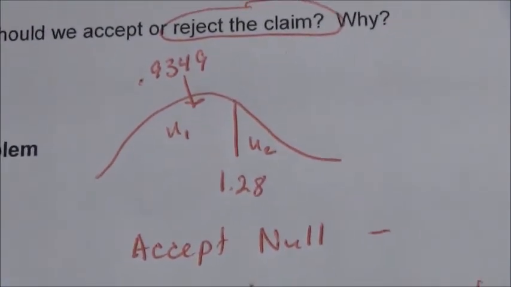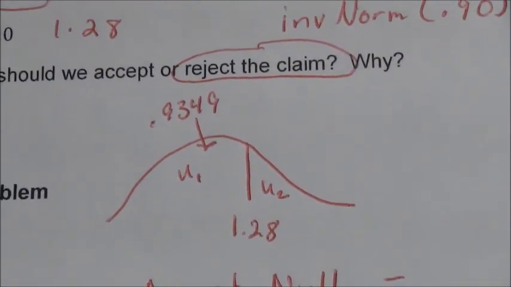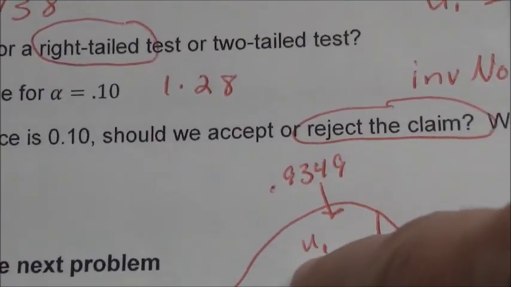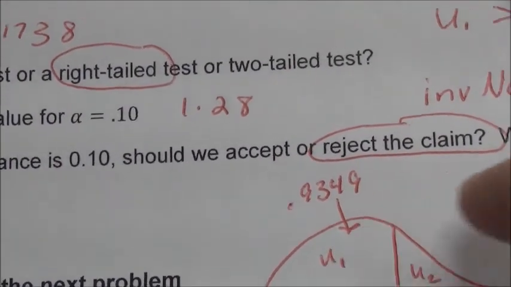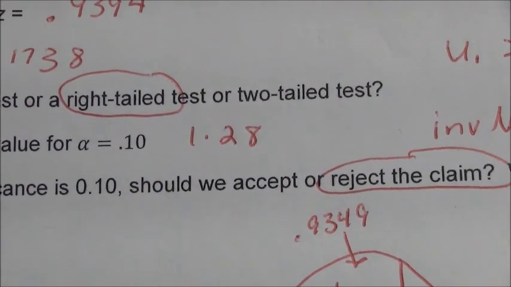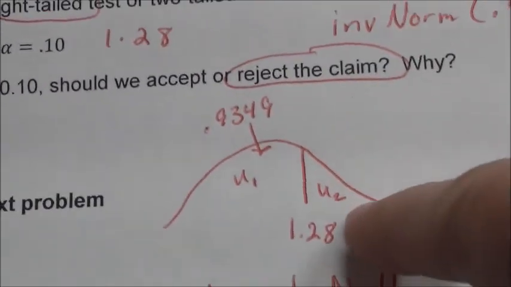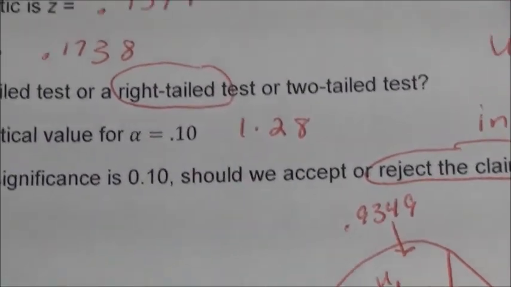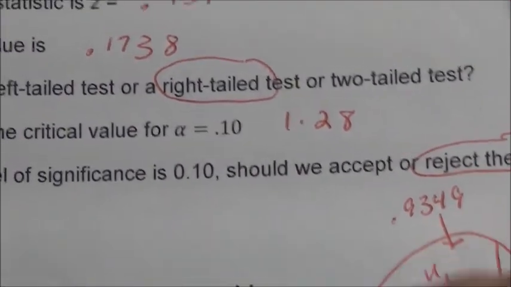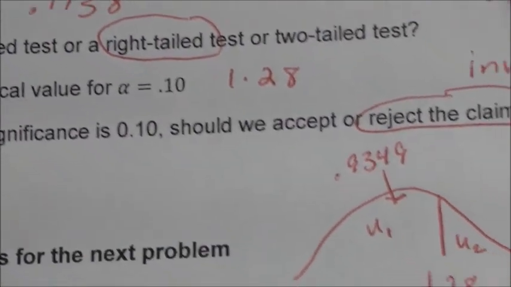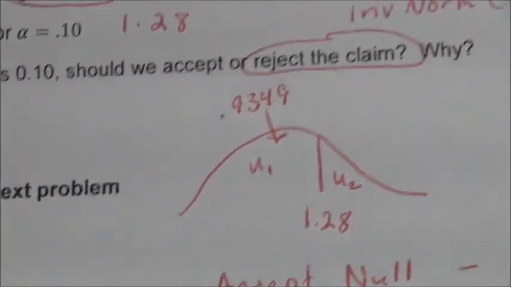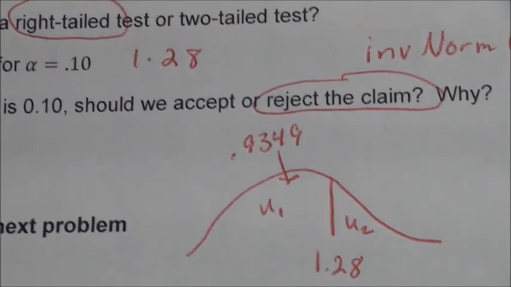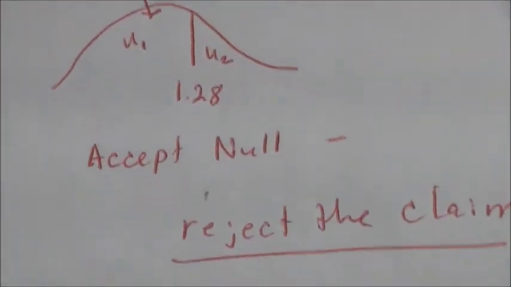So our critical value was 1.28. The null region would have been the first area here that's to the left. The alternate claim is the one that's to the right because we were checking the greater than. My test statistic was 0.9349, which is before the critical value, so it is less than the critical one instead of greater than the critical one. So in this case, we're accepting the null.